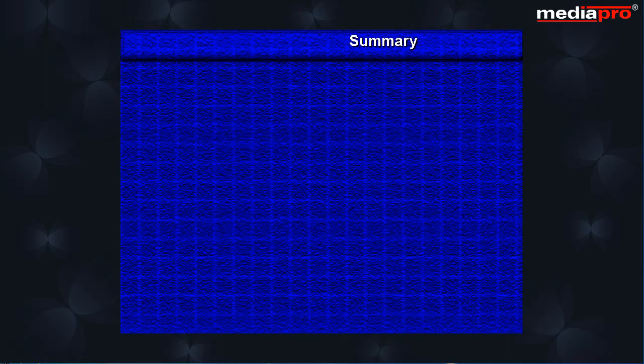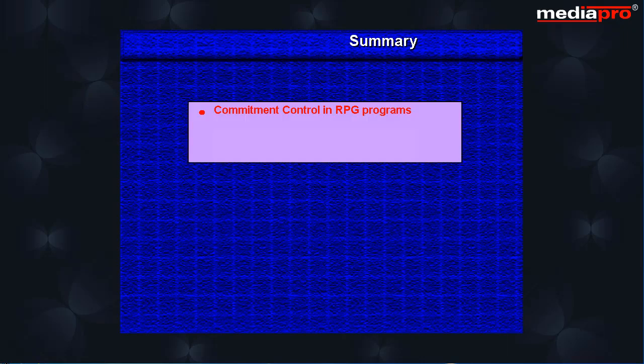Summary. In this chapter we saw how to implement commitment control in RPG programs. We also saw how the notify object is used as a source of restart information.